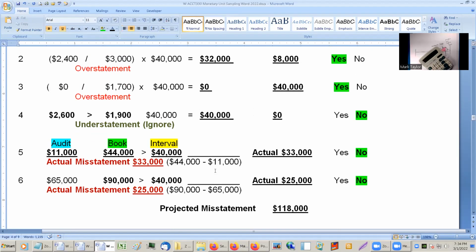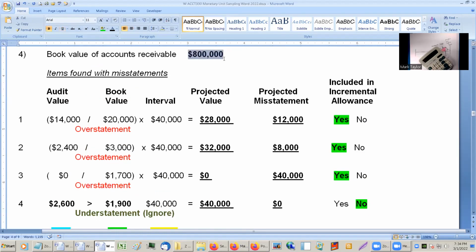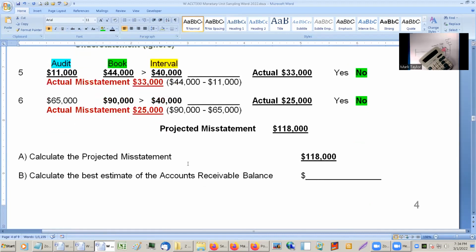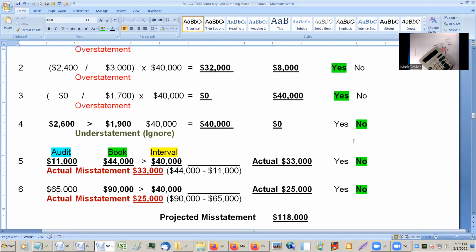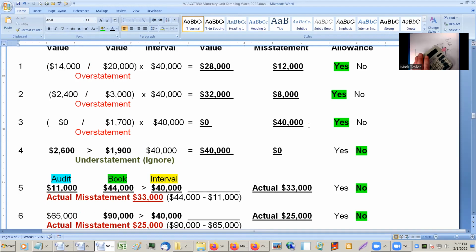So the best estimate of the accounts receivable is what, 800,000. I don't know if I missed something, but it's a projected misstatement. I got 86,000. So the 12,000, 8,000, 8,000, then 33,000, and then the third one's 40,000. Oh my God, I missed that one. Okay. Thank you.